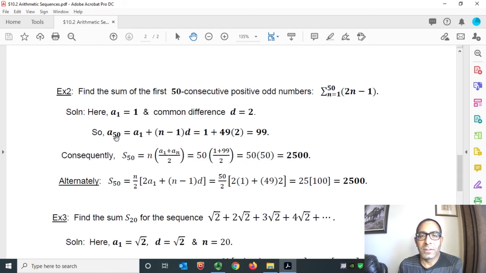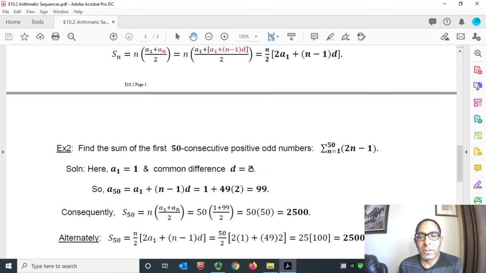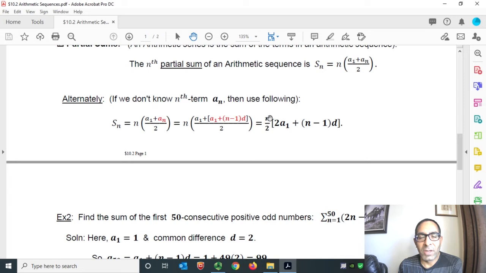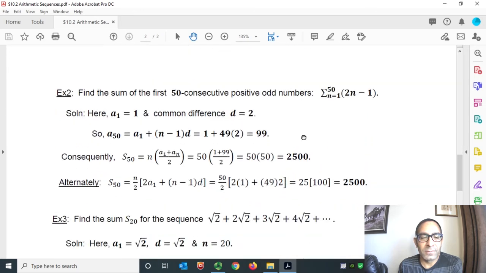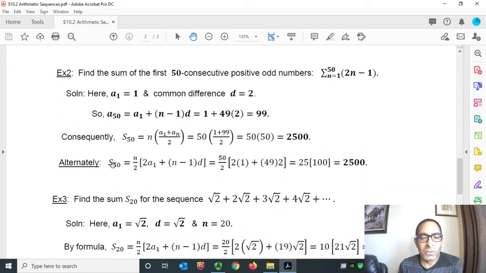Without computing the 50th term, now we can use this formula here. We have n, we have the first term, we have the common difference, then we use this formula. So according to this formula, this is the alternative way here. So S50 equals, this is the formula.